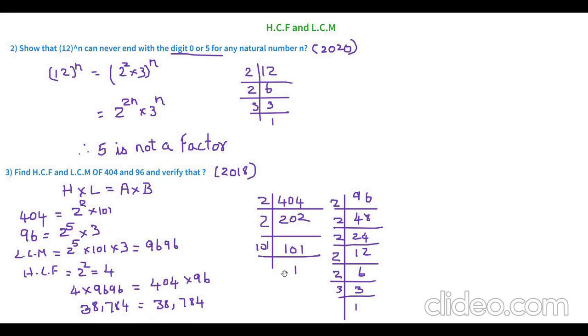So isn't it easy? As usual, we'll find the LCM and HCF using the prime factorization method, and then we will use this formula H times L equals A times B.